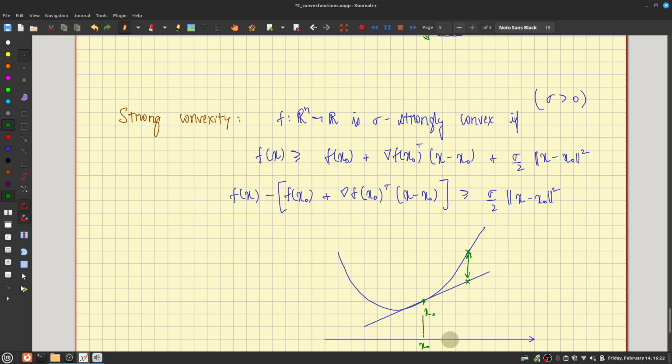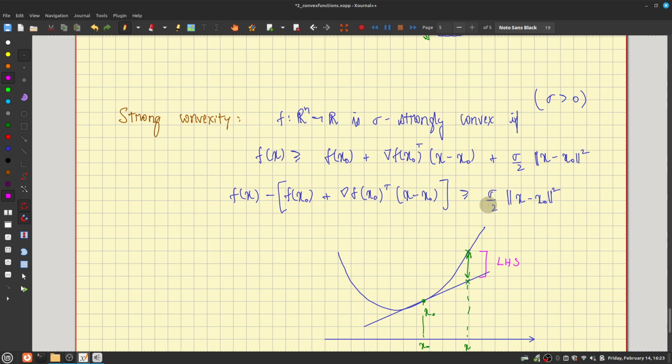So this is my x naught, this is x. This particular gap is the left hand side, and the right hand side is some constant times norm of x minus x naught the whole square. So if x is farther away from x naught, then essentially this gap is increasing at a quadratic rate, correct? So by what rate does this increase? It increases at a rate of sigma.